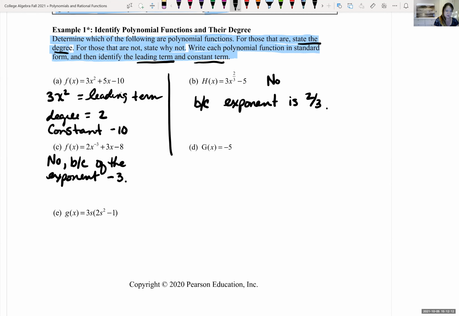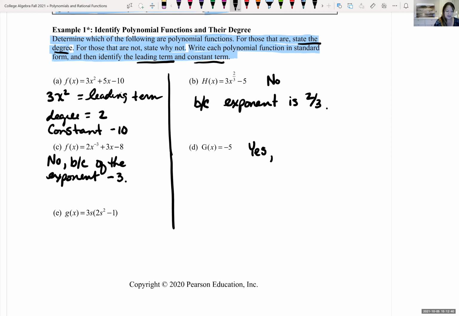Okay, so that exponent wasn't greater than or equal to 0. Part D, g of x equals negative 5. So this actually is a polynomial. And the degree, well, notice there's no variable there. So the degree, if there's no variable, is 0.